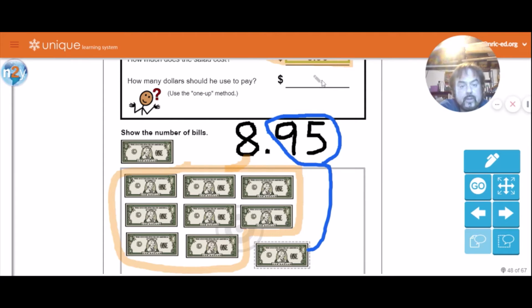So let's type that over here because they want us to. Oops, I'm sorry. I'm typing $9 over here because that's what we used.